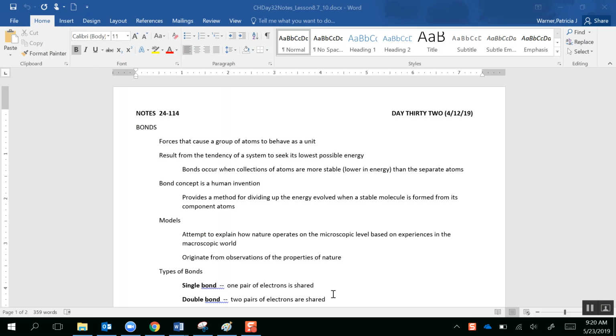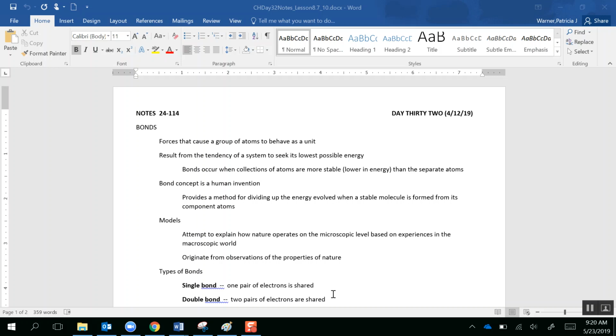Okay? All right. Again, bonds are forces that cause a group of atoms to behave as a unit. They result from the tendency of a system to seek its lowest possible energy. Now, the bond concept is actually a human invention because there's no line that exists between atoms. The atoms just have an electron density between them. So the bond concept is a method for dividing up the energy evolved when a stable molecule is formed from its component atoms.